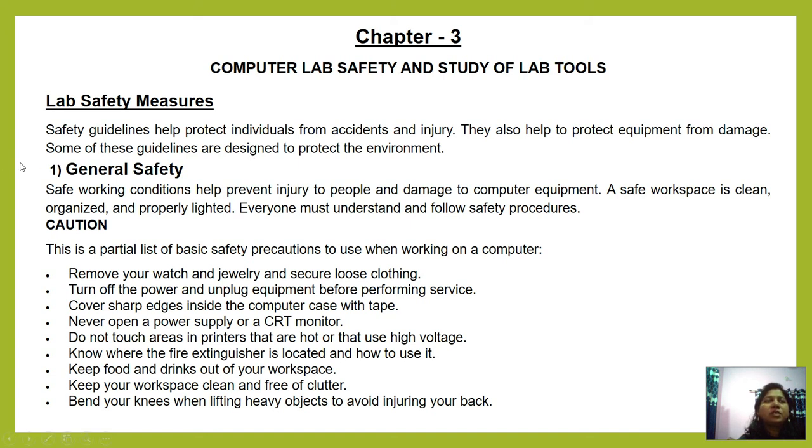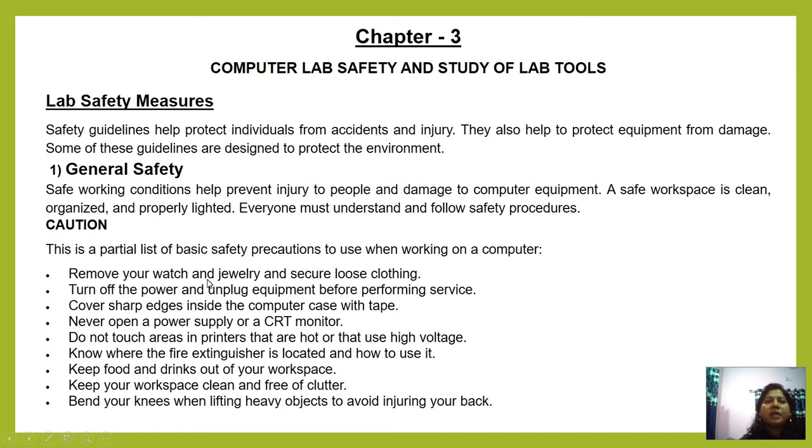So, the first one is your general safety. Safe working conditions help prevent injury to people and damage to computer equipment. A safe workspace is clean, organized and properly lighted. Everyone must understand and follow the safety procedures. So, what are the safety procedures? This is a partial list of basic safety precautions to use when working on a computer. So, you have to take some precautions. What are the precautions you have to take?